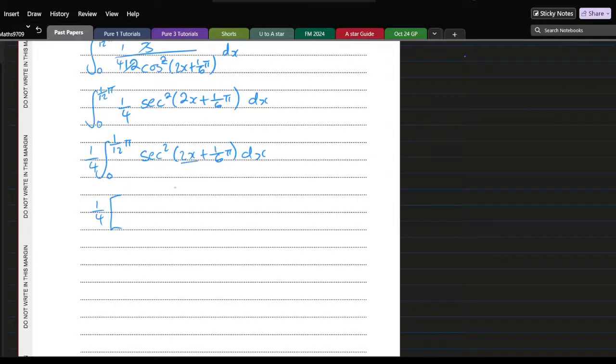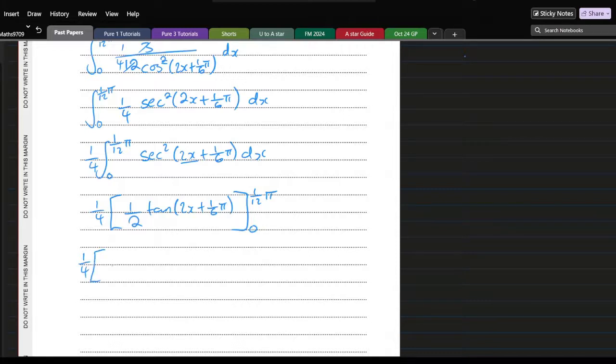Differentiate the 2x over here, you get a 2, so we're going to divide by 2. If you differentiate 1 over 6 pi, that's a constant, you get 0. And then when you integrate sec squared, you get a tan, so this is tan 2x plus 1 over 6 pi. And our limits are from 0 to 1 over 12 pi. So this is a quarter.